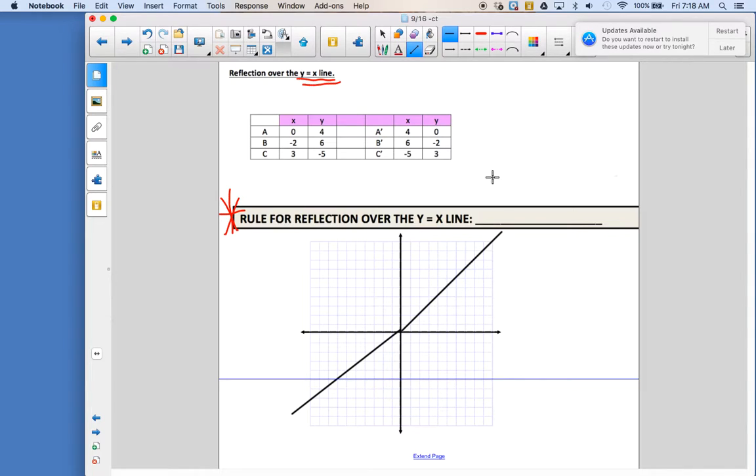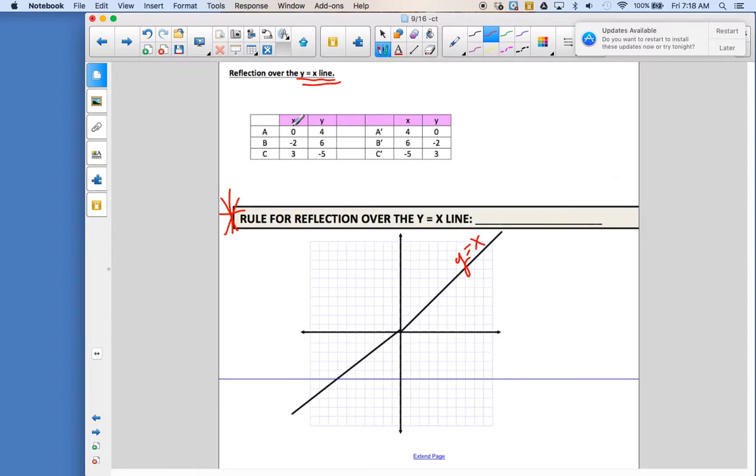And I want to follow how I'm going to reflect across this line. This is called the y equals x line. So I'm going to label that so you remember that, right? Y equals x. So now we're on a diagonal. The reflection becomes a little bit harder.